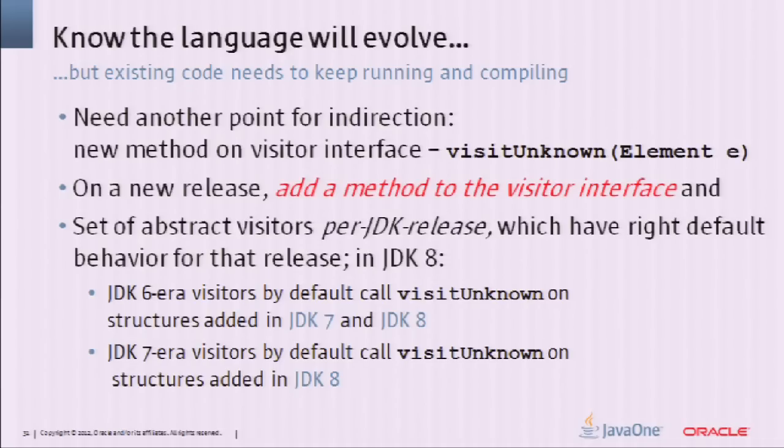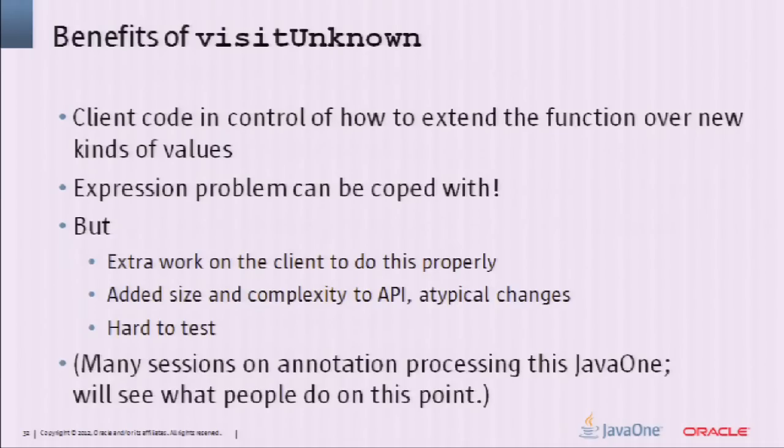So when a JDK-6 era visitor is the abstract visitor, in JDK-7 or 8, that has new methods added to it that do the right things for 7 or 8 structures. And that default is to throw an exception because they're not known. There's a separate exception for visitUnknown. A JDK-7 visitor, or JDK-8 visitor, will do something different for those structures because it's assumed that if you're writing code with a JDK-7 visitor, you should know about everything in JDK-7. And if you're writing against a JDK-8 visitor, you'll know about everything in JDK-8.